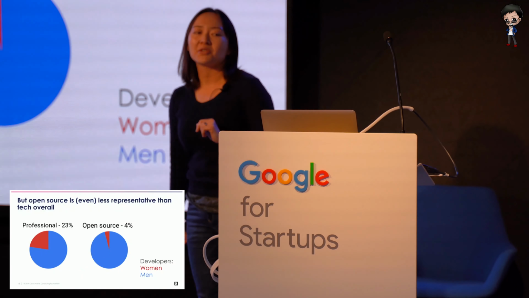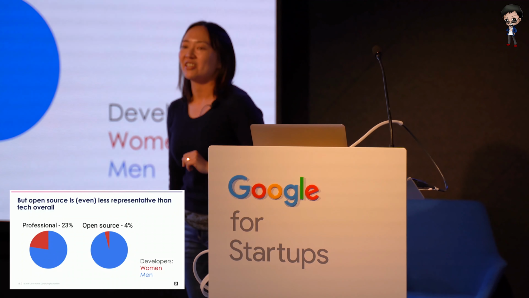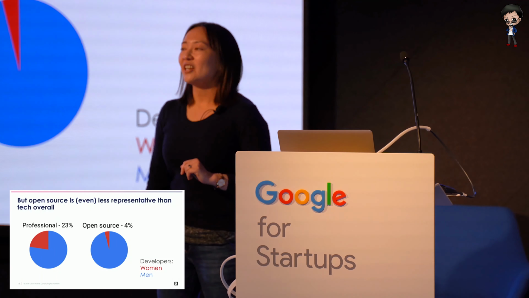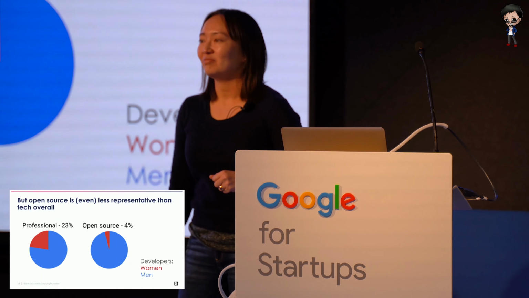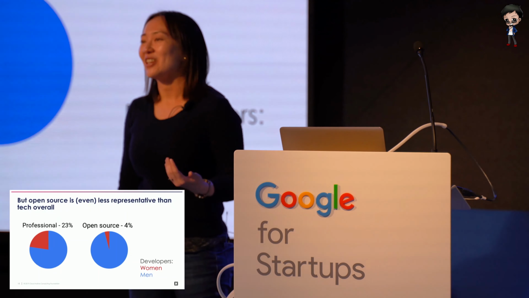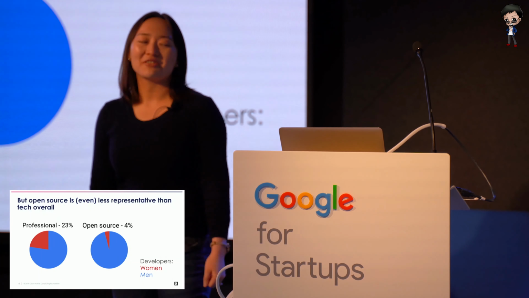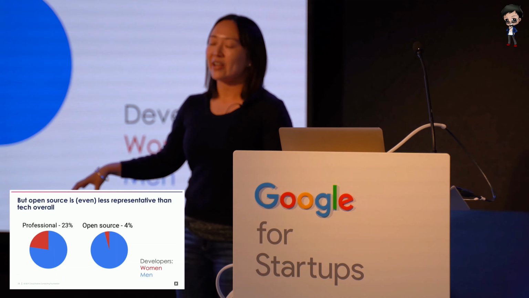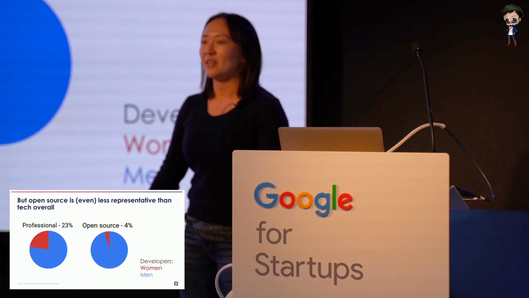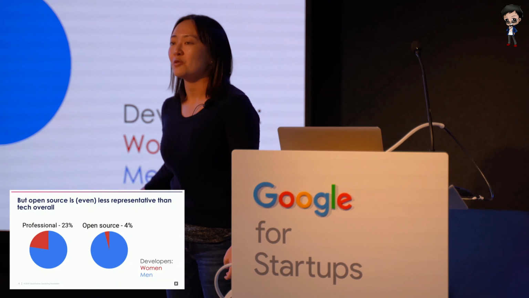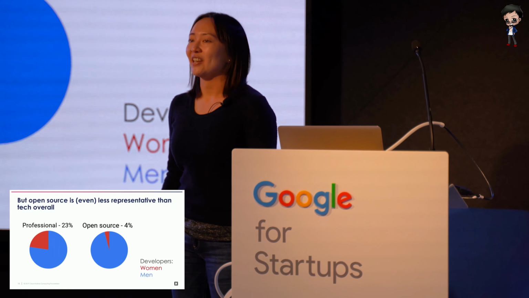One of the problems with open source is that it's even less representative than tech overall. I've taken here women versus men software engineers, because clearly women in tech is something that I'm a supporter of. If you look at professional software engineers, 23% are women. If you look at developers in open source, that number's 4%.